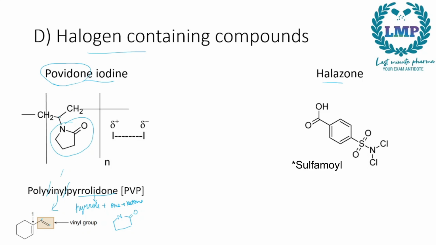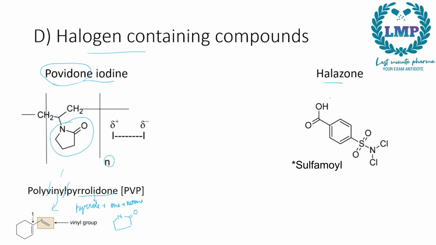So pyrrolidone attached with multiple vinyl groups. So we will here a carbon here attached with another carbon, and then it will go on for many times. Similarly here a carbon attached here, and then it will go on for n number of times. And since it is povidone iodine, we will have an iodine outside.